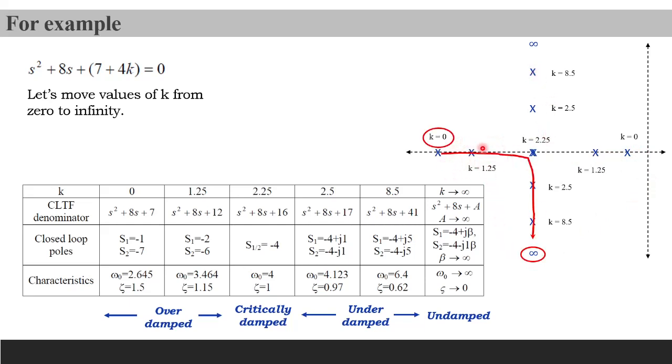So how do I know this one goes down? Because I trace the values of the poles. Of course these values go down, and these values of poles go up.